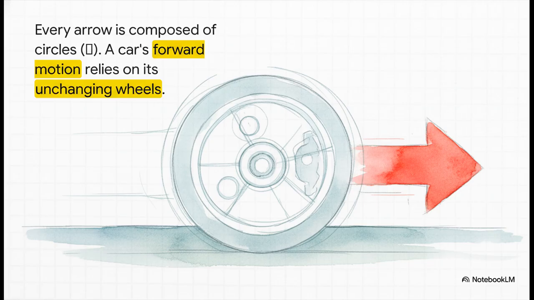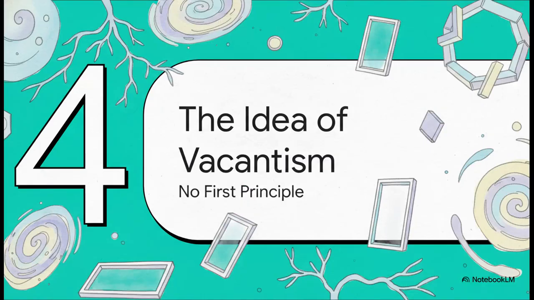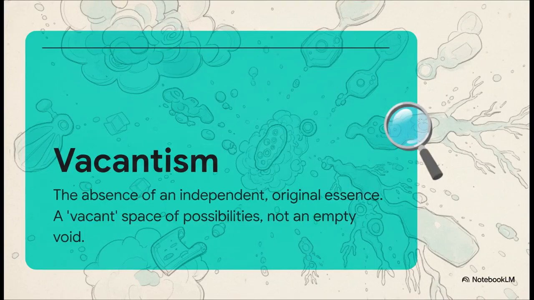If everything is creating everything else, then what in the world came first? And that question takes us to the deepest, most mind-bending part of the theory. It's an idea that really challenges our whole concept of beginnings and foundations. It's called vacantism. Now, this is not nihilism. It's not saying there's nothing. What vacantism proposes is that there is no single, independent first thing that kicked everything off.